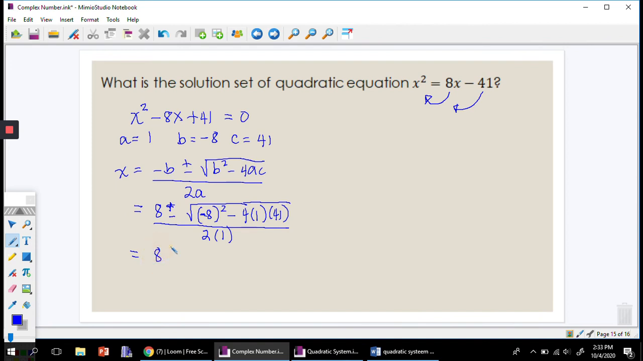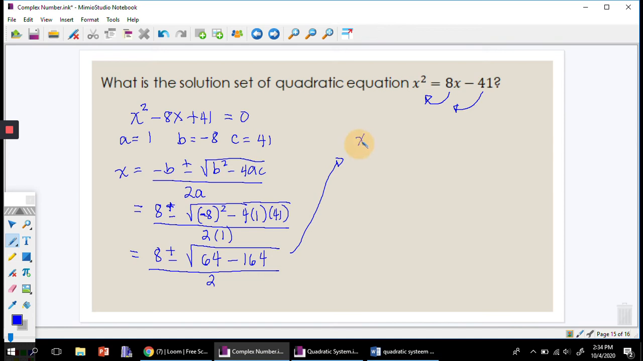So 8 plus minus the square root of negative 8 squared, or negative 8 raised to 2, is 64. Okay, negative times negative is positive. That's why I'm always reminding you to put parentheses when you're using the calculator, because if you do not put parentheses, you will still have a negative answer here. So 4 times 41 is 164. So minus 164, just use the calculator, or you can multiply that first.